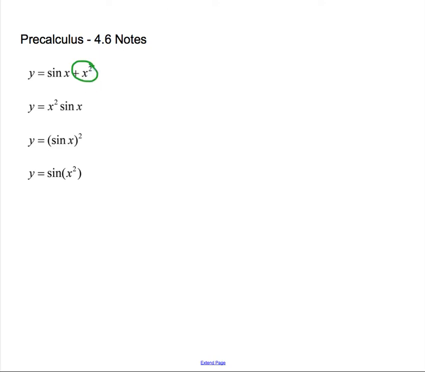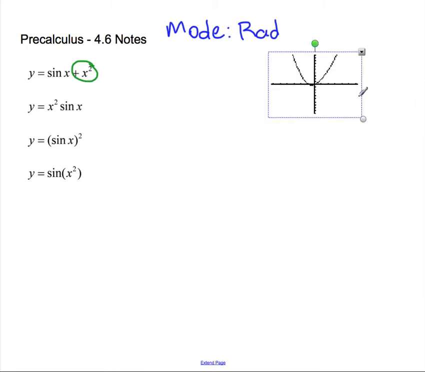So when you graph these, make sure that you're in radian mode, and you may or may not have to change your viewing window. It just depends on the different types of graphs. What I've got here is sine x plus x squared. There it is right there.